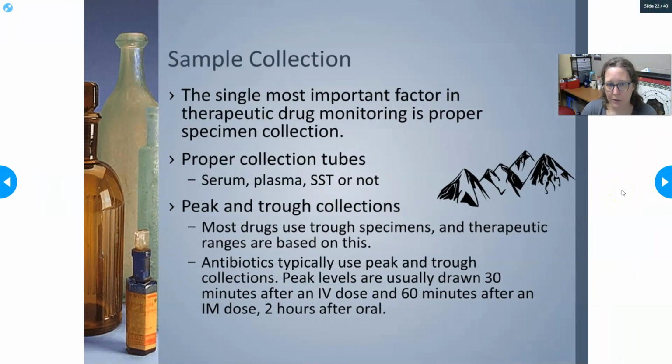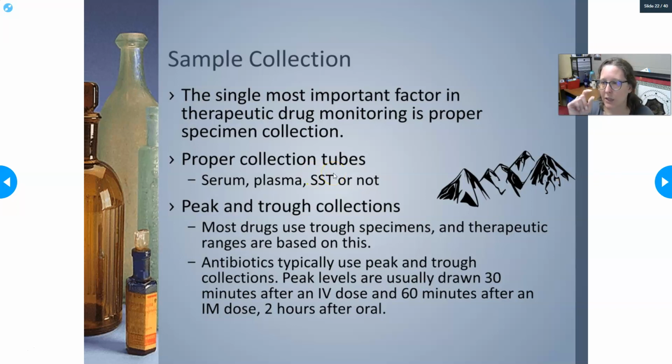And a little bit about sample collection. Sample collection can be the trickiest part of therapeutic drug monitoring, and it all hinges on proper specimen collection for proper interpretation of these results. First you have to have proper collection tubes. It is very important to pay attention to what it says on the requisition slip. Some drug levels may require serum, some may require plasma, and some may say that you cannot use SST. The SST tubes are serum separator tubes.